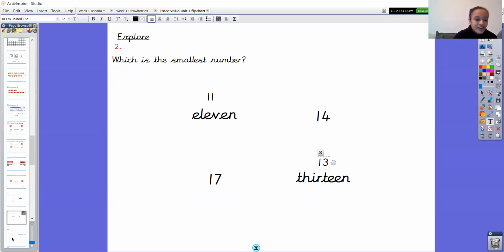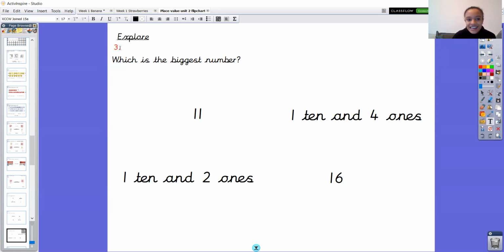Fantastic. Right, question 3, a little bit more tricky. It's asking us again, what is the biggest number? But this time, instead of having the number written as a word, I've got it written in its tens and ones. So you need to have a think, what number is this? 1 10 and 4 ones. Okay, and there's another one here. So have a look at those 4 numbers. Exactly the same thing. Pause the video, write down the biggest number, and then come back to me when you're done. Okay, let's have a look.